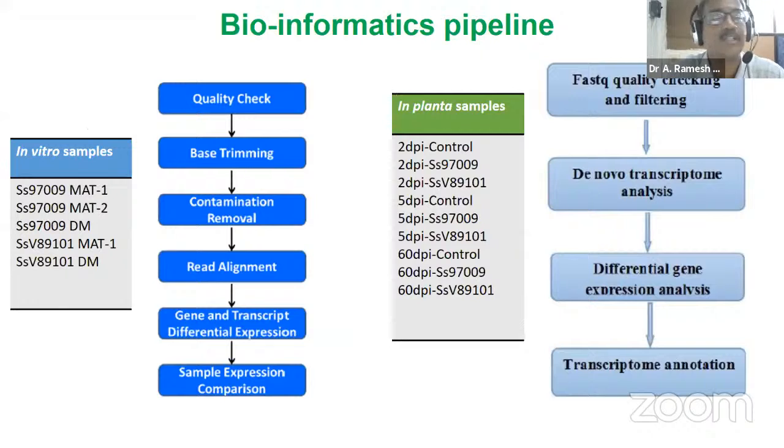And this is the bioinformatics pipeline. We have two sets of samples. The first set, the in vitro samples, had 5 samples, and the second set had 9 samples, putting together 14 samples in 3 replications. That was the total number of samples we got sequenced. For the in vitro samples, we have a reference sequence of Sporisorium scitamineum published by a South African group, which we used here for the alignment.